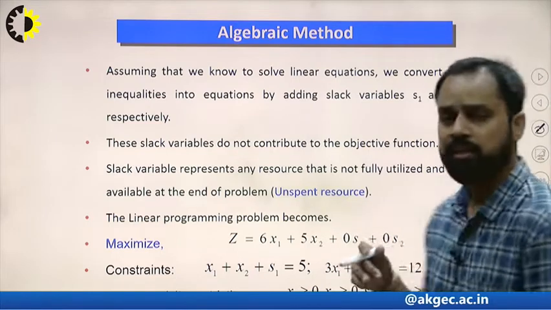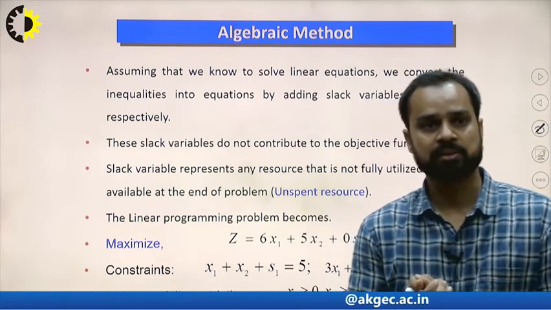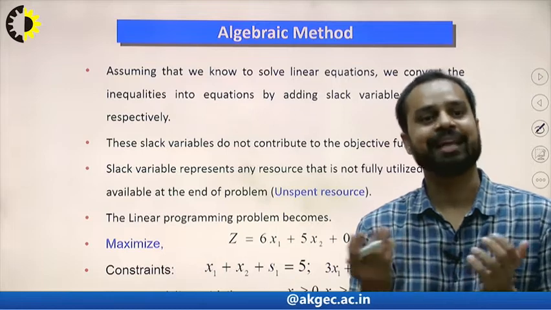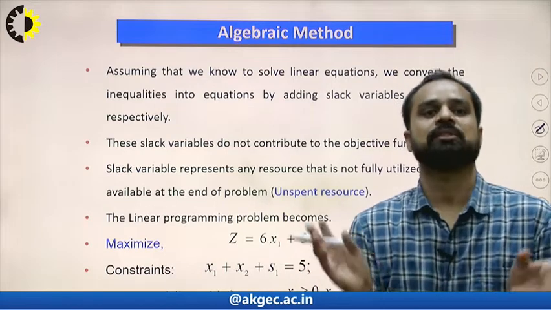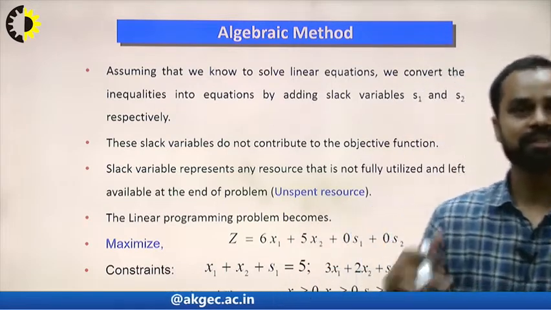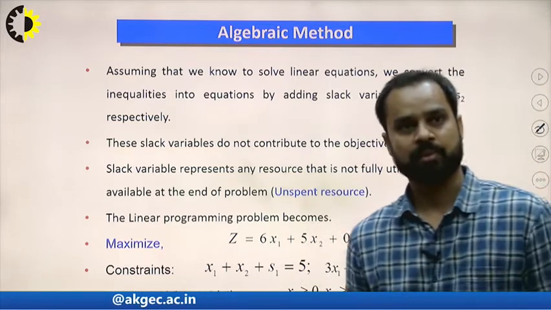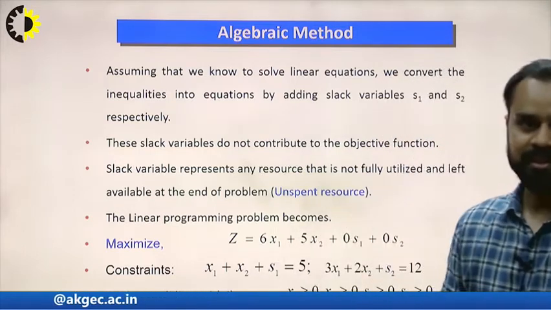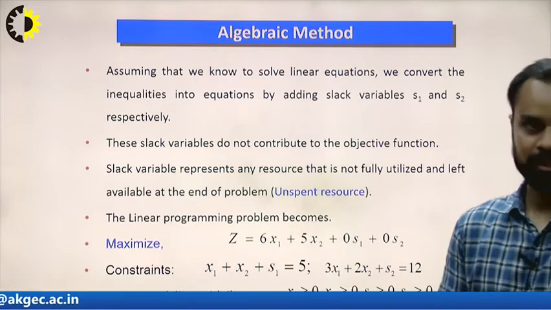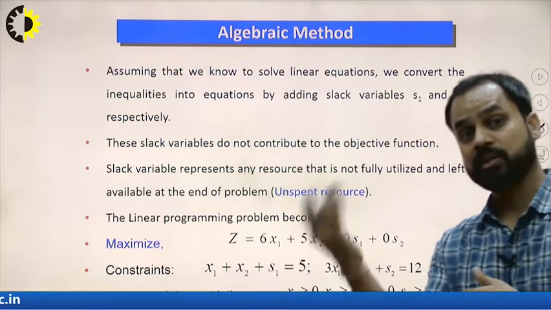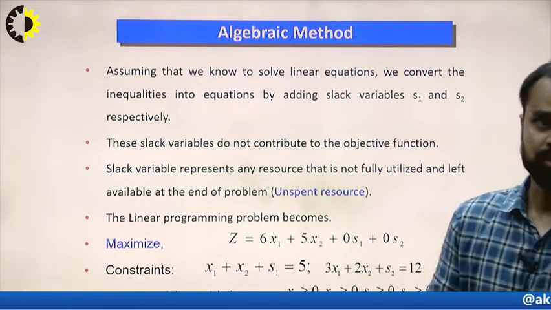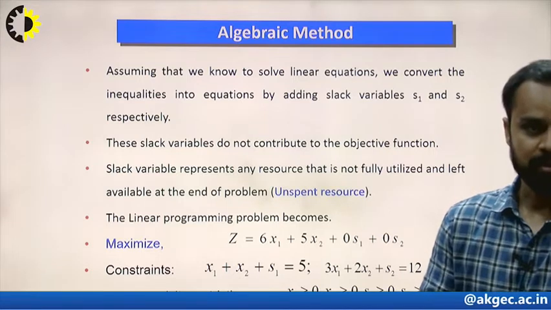When we are converting constraints into equalities, we have to add slack variables. We have to use some variables that are known as slack and surplus. If the constraint is of less than or equal type, then always use a slack variable. If the constraint is of greater than or equal type, then always use a surplus variable, right?